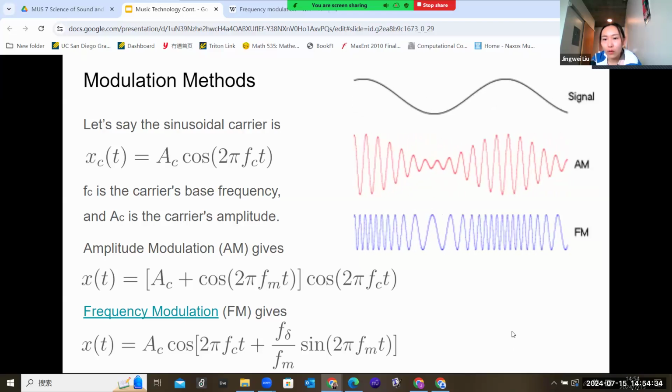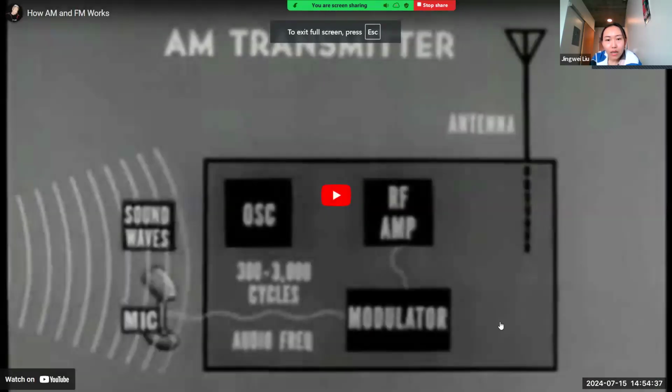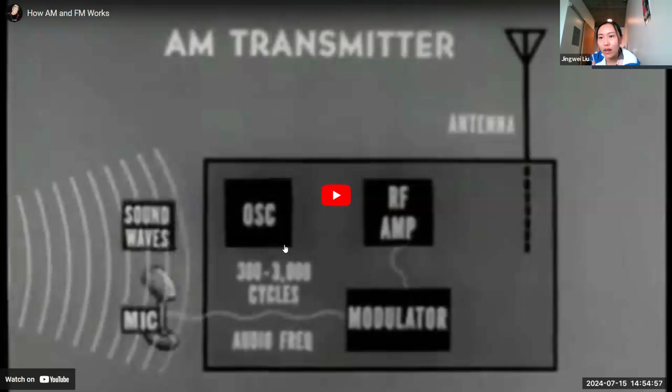The most popular radio modulation is AM and FM. Here is a video that talks about how AM and FM work. This is a pretty old video. I like the quality actually. It not only tells you the knowledge of radio waves, of amplitude modulation and frequency modulation, it also brings you back to that age, to how sound was recorded and how videos were made, which is very different from how YouTubers make videos nowadays. I really like the texture of this video. So let's watch this together.